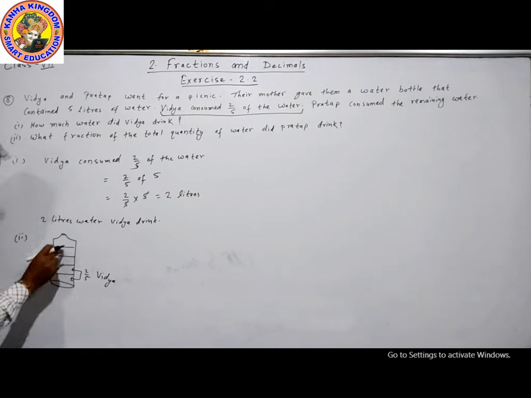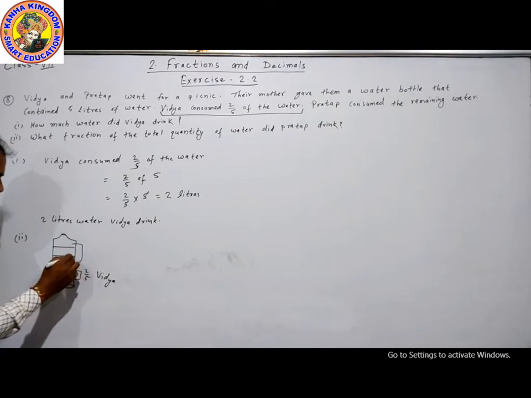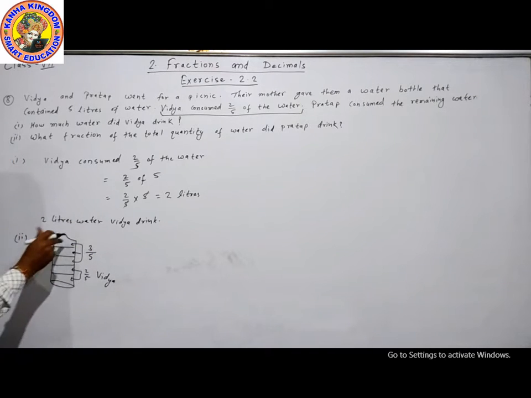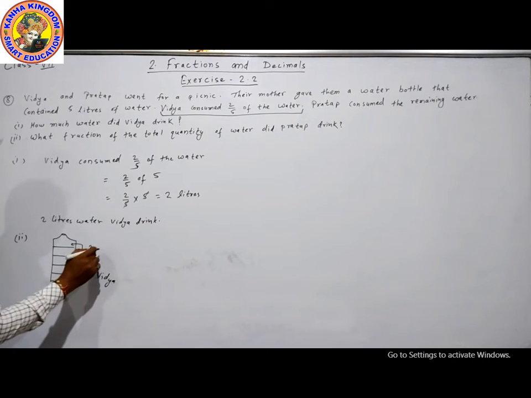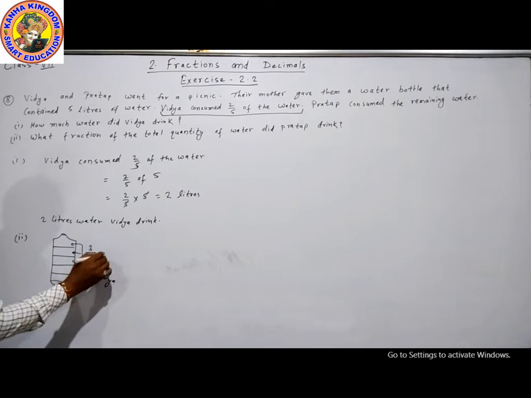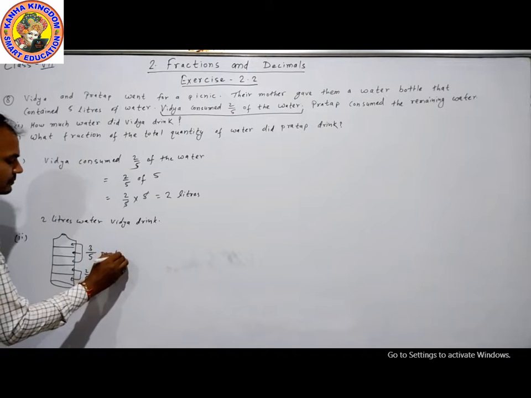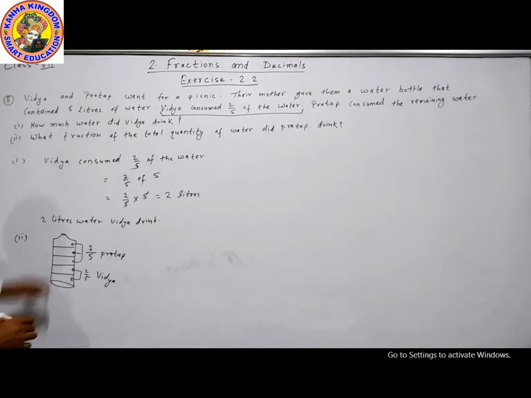The remaining water was consumed by Pratap. So 1, 2, 3. There are 3 parts out of 5 parts consumed by Pratap. So the fraction number is 3 by 5. Pratap drank 3 by 5 of the total quantity of water.